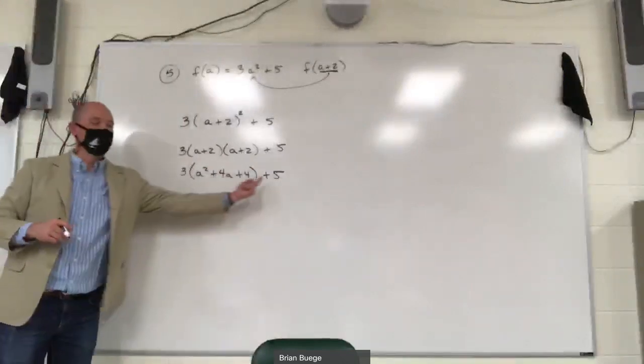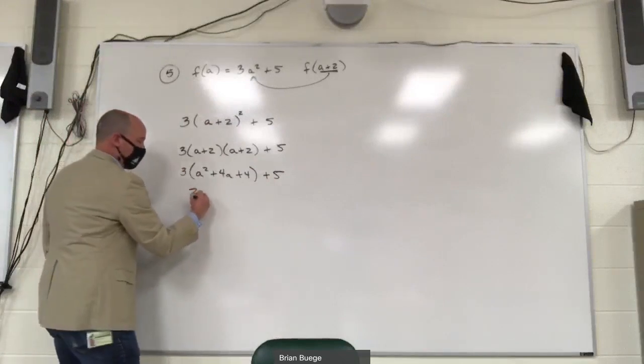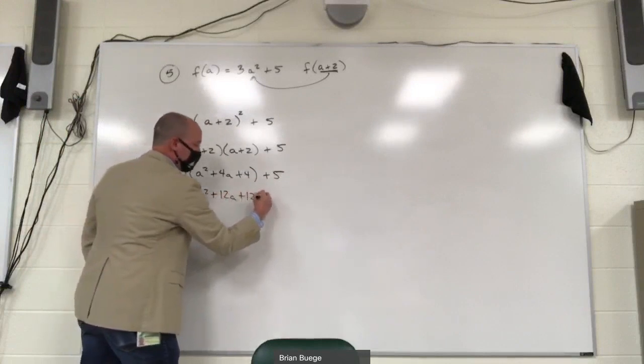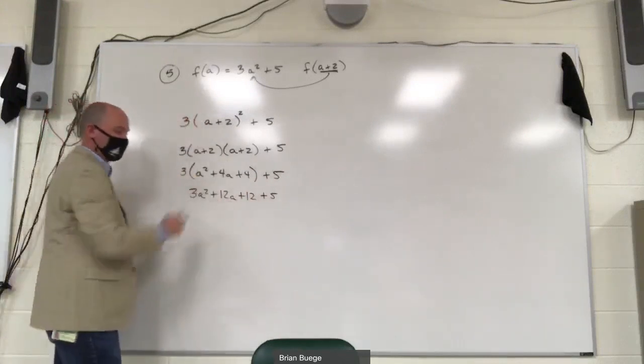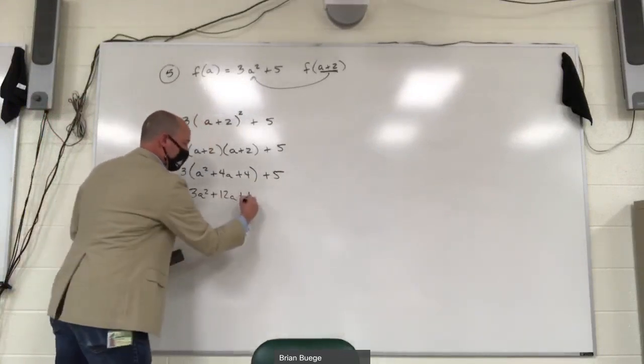Now multiplication would come before addition. So now we distribute the 3. Get 3a squared plus 12a plus 12, and then you still have the plus 5 at the end, and now we just combine like terms. So that 12 and 5 go together, get you to 17.